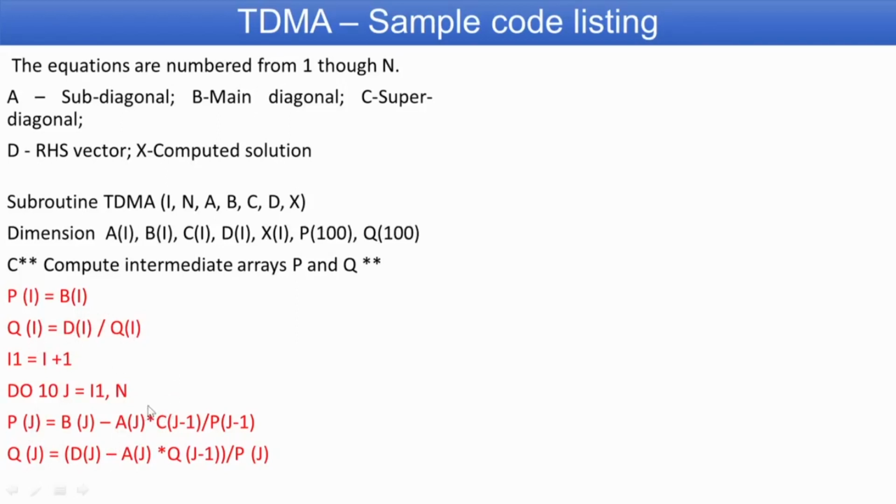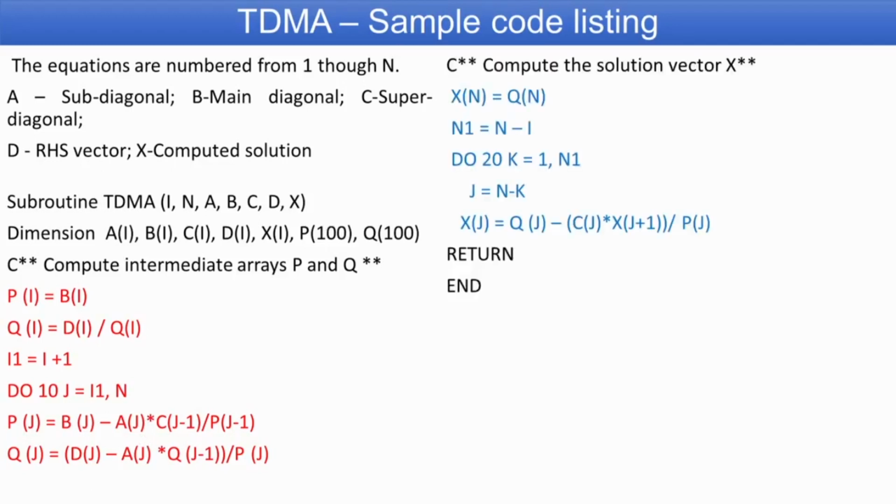This will result in some form of forward elimination. And the next step is a backward substitution. There you get the solution vector itself. So, the last row is the one that we find first. So, x of n is equal to q of n, then we go in the reverse, i from n minus 1 to 1, and you find the complete column vector.